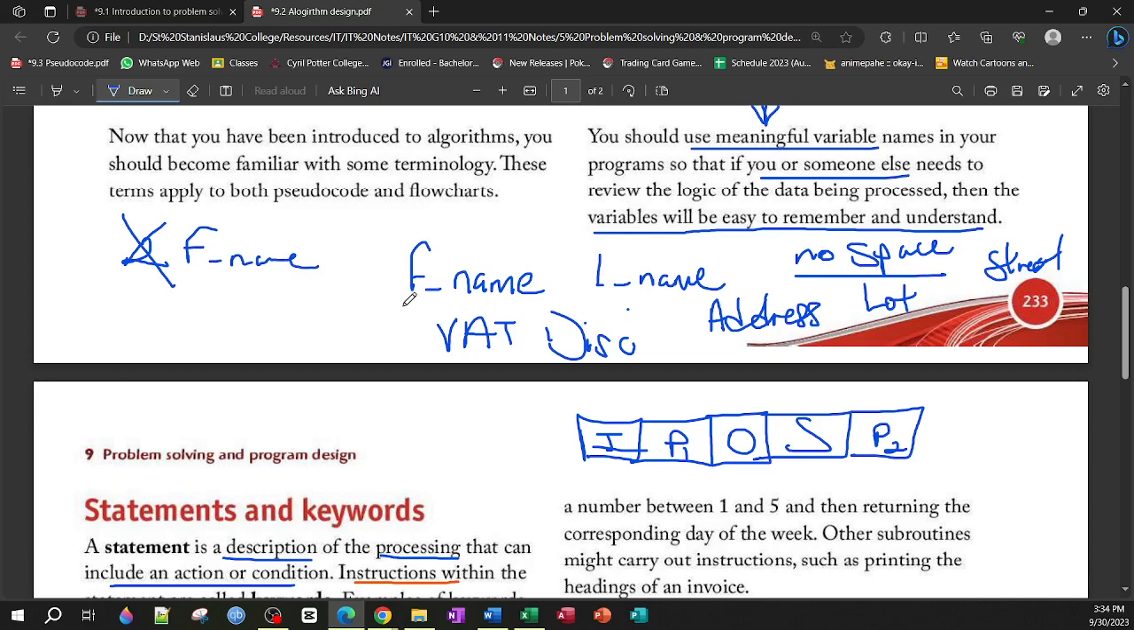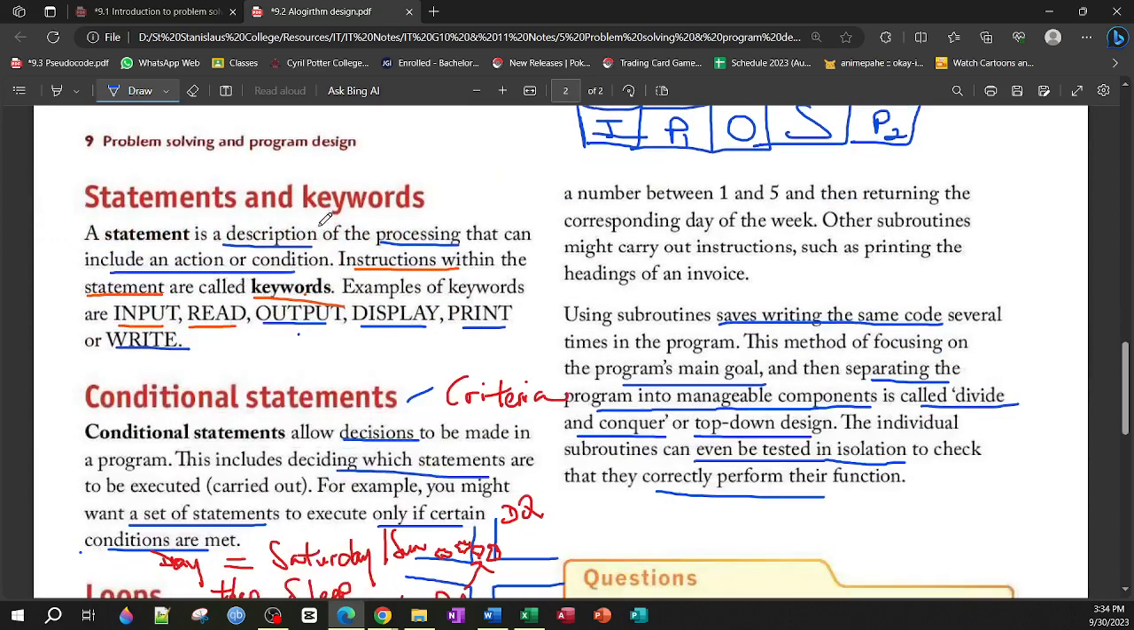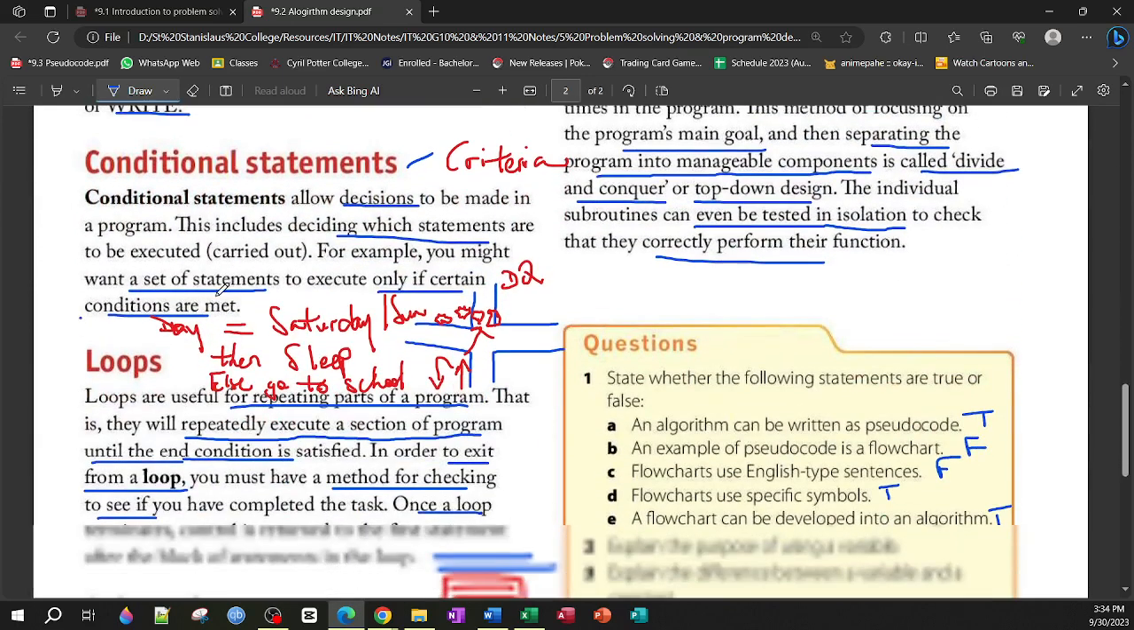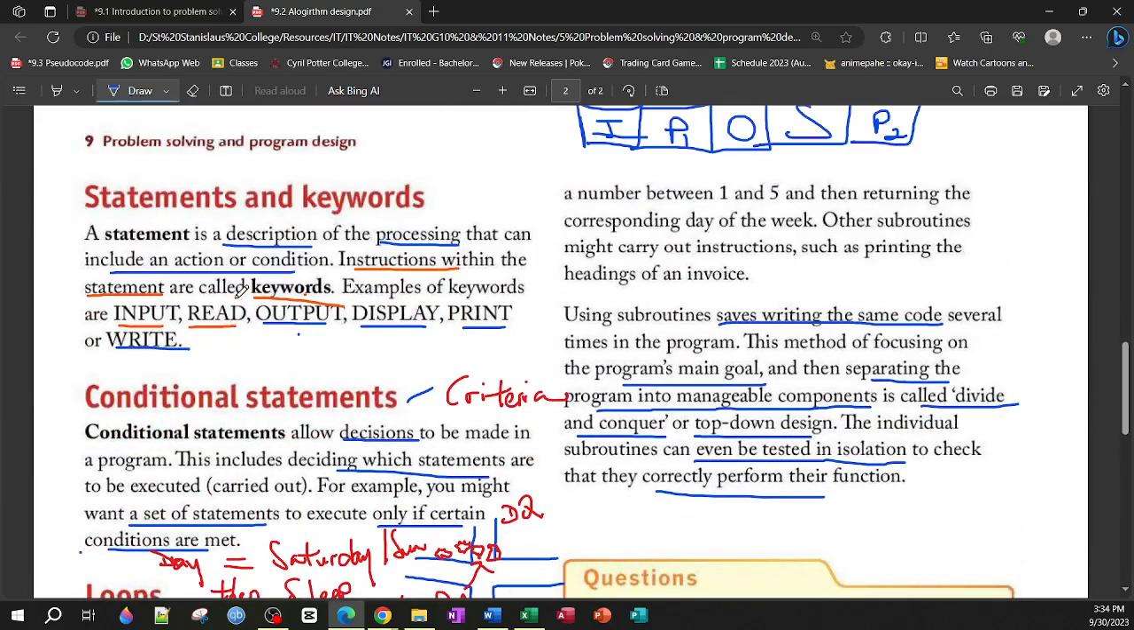As you remember other rules, I'll let you know. What else? And then we looked at what a statement is, what a keyword is, conditional statements, what a loop is, what a subroutine is, and so on. Any questions before we close?